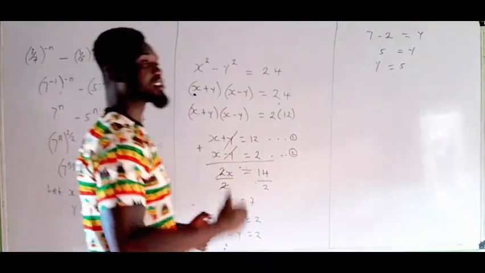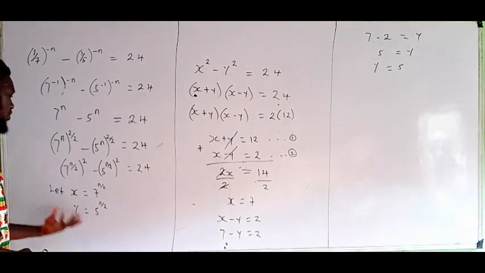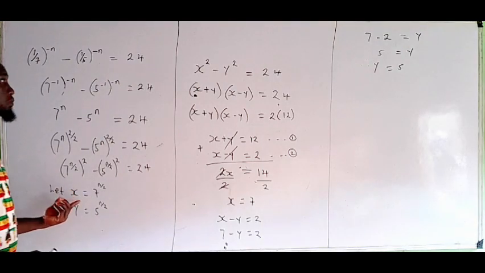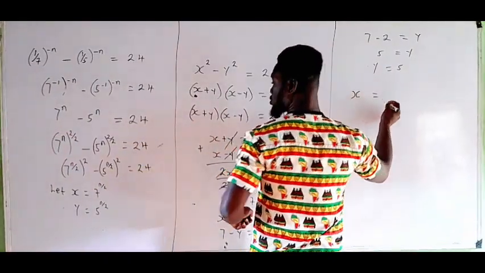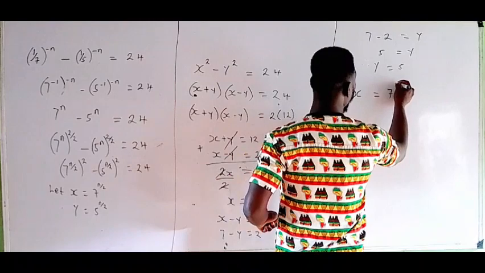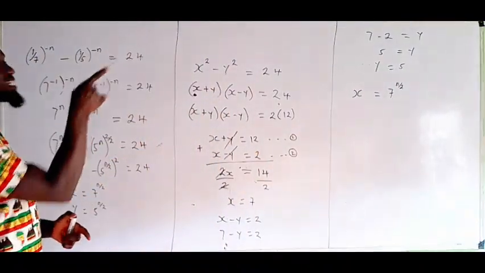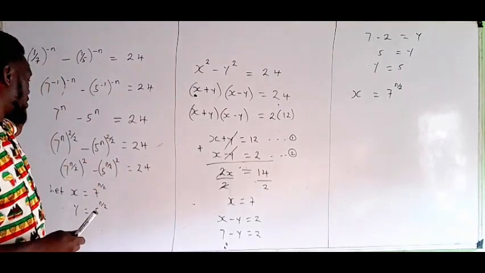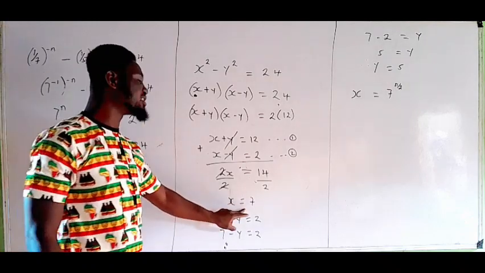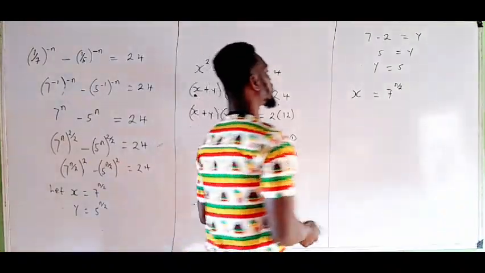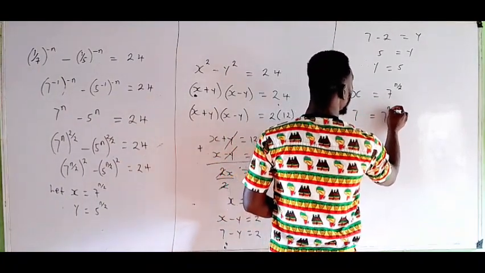Okay, so we've gotten our x and we've gotten our y, right? So we can come back to this equation here where we say let x equals to this. We initially said that x is equals to 7 raised power n over 2, right? So it's very easy for us to find the value of n now, which is our problem here. Why? Because we calculated our x, and our x is equals to 7.